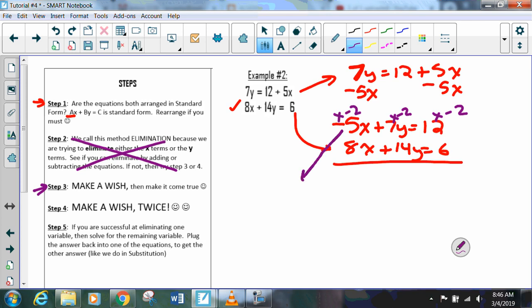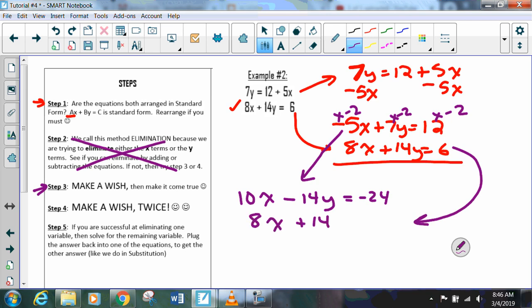So let's bring this down. Negative 5x times negative 2 is 10x. 7y times negative 2 is negative 14y. And 12 times negative 2 is negative 24. Bring down this. And it'd be, what, 8x plus 14y equals 6.